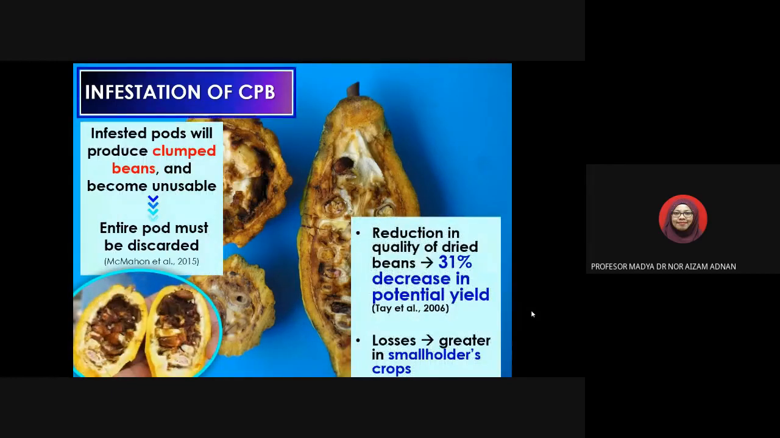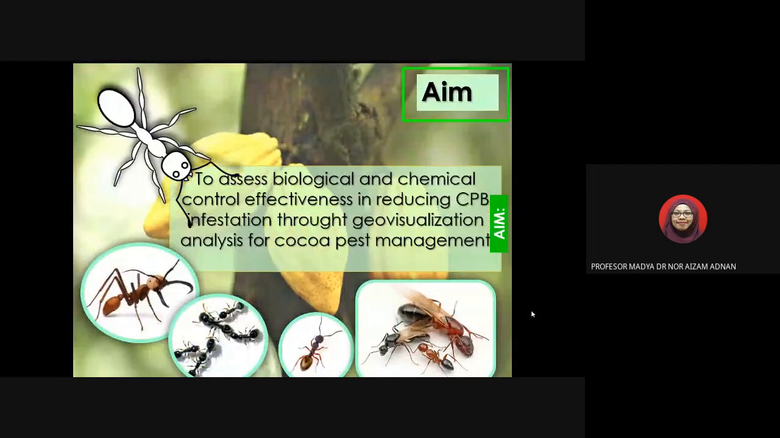CPB infestation is harmful to the cocoa pod. Sometimes the entire pod must be discarded, because the infested pod will produce clumped beans and become unusable. A reduction in the quality of dried beans will also be observed, about a 31% decrease in potential yield, and it causes losses to smallholder crops. Therefore, the aim of this project is to assess biological and chemical control effectiveness in reducing CPB infestation through geovisualization analysis for cocoa pest management.